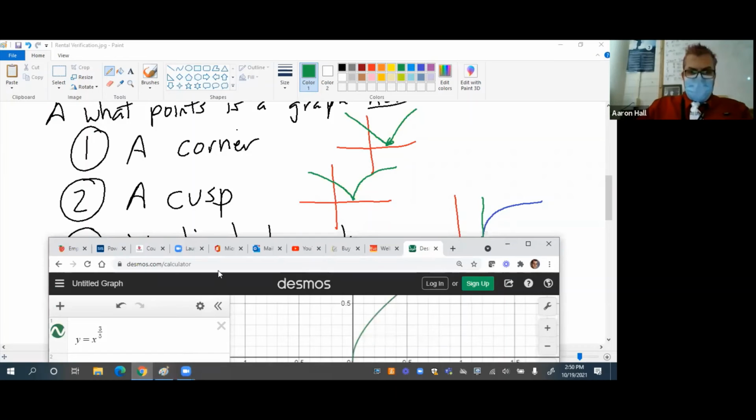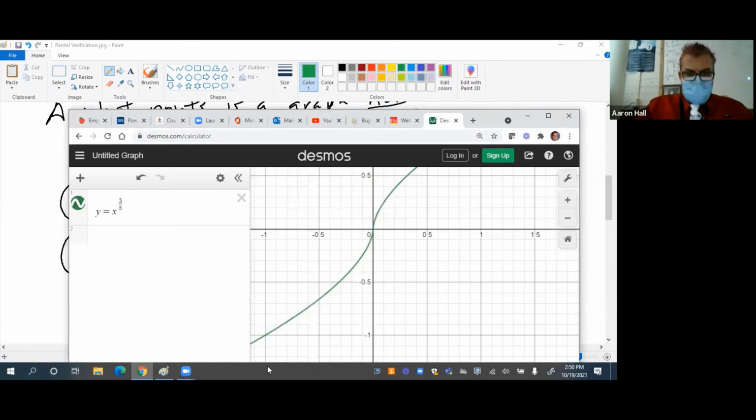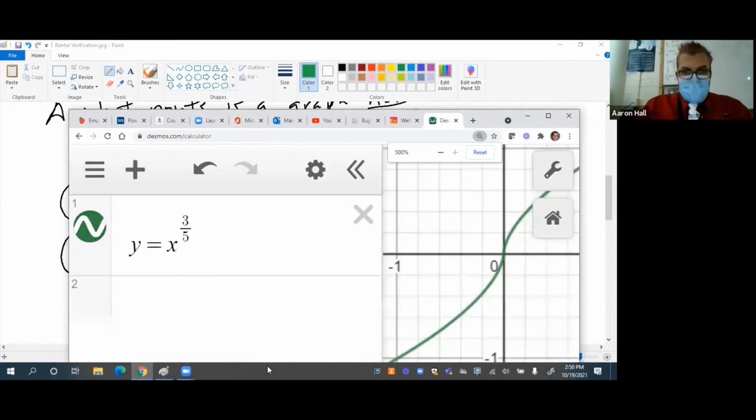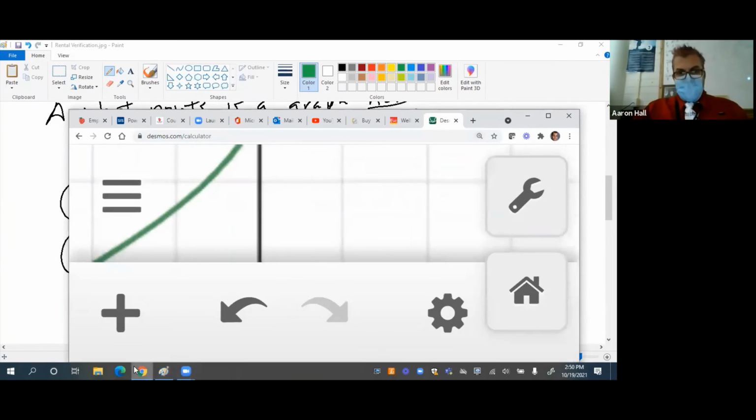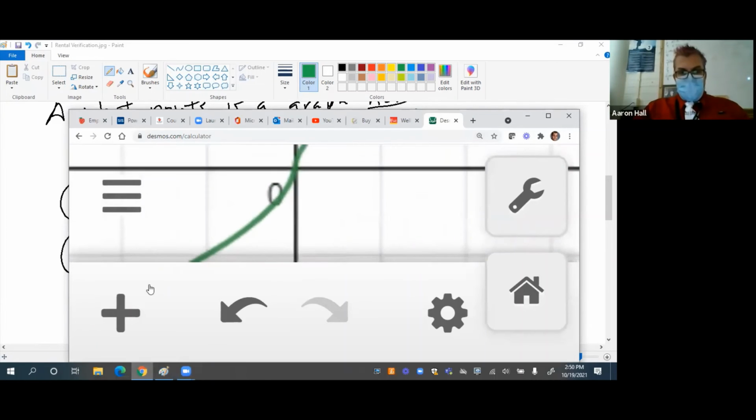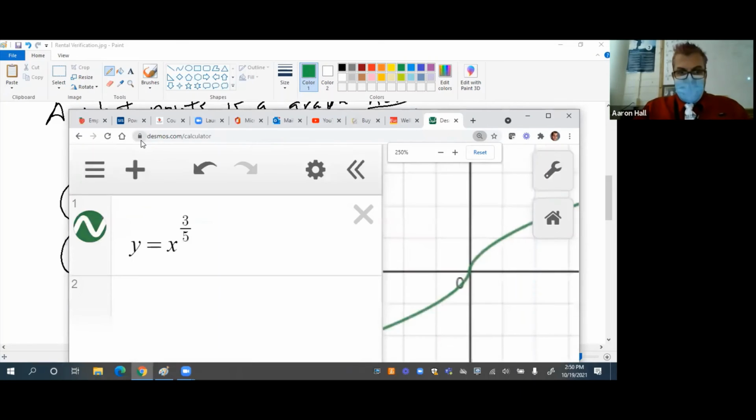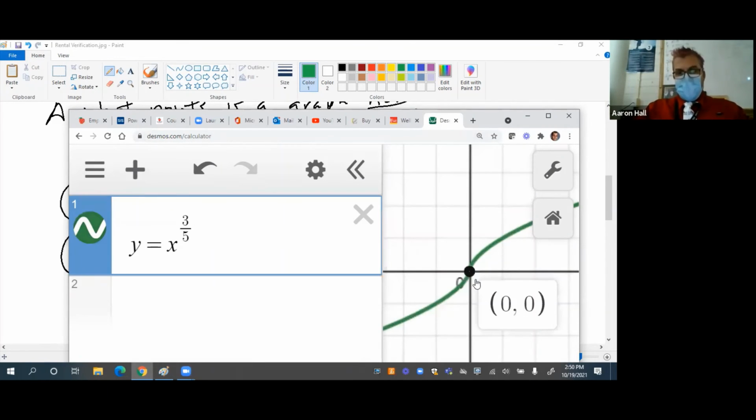What was my graph that I had? Can you guys see what that is? I don't know if you can see what that is. Control plus. Oops, I went too close, I think. Control minus. When I have a vertical tangent at that point, what's my equation?